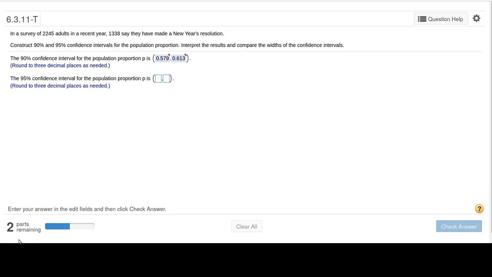Okay, so what we're going to do is look at problem 11 from section 3 in chapter 6, 6.3.11. Sorry about that. They're saying we're making a survey of 2,245 adults, and 1,338 say they have made a New Year's resolution. And we want to construct confidence intervals for 90% and 95% for the population proportion.